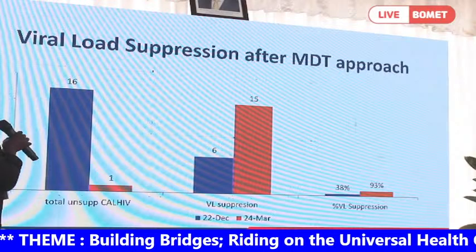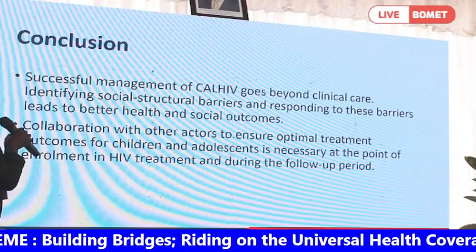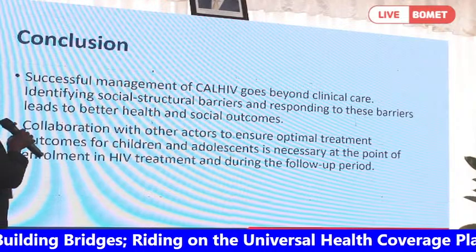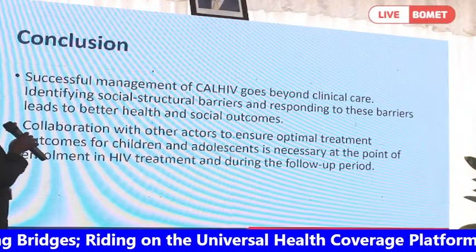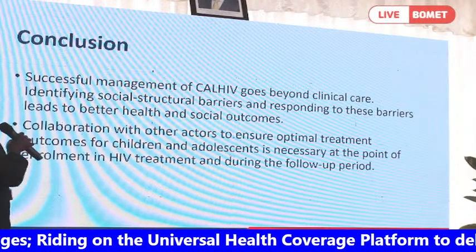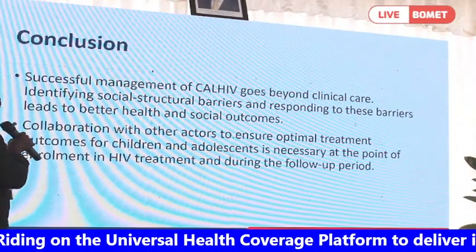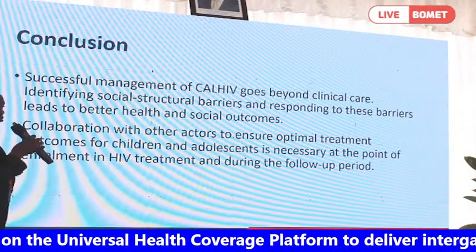Next. Conclusion. Successful management of pediatric HIV goes beyond clinical care. Identifying social and structural barriers and responding to these barriers leads to better health and social outcomes. Collaboration with other actors to ensure optimal treatment outcomes for children and adolescents is necessary at the point of enrollment in HIV treatment and during the follow-up period.